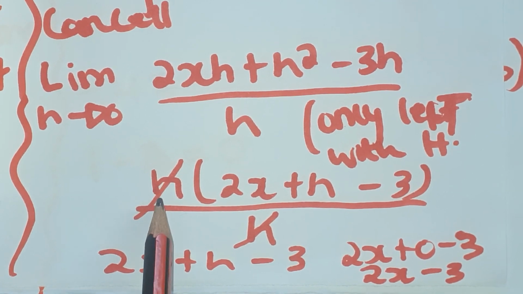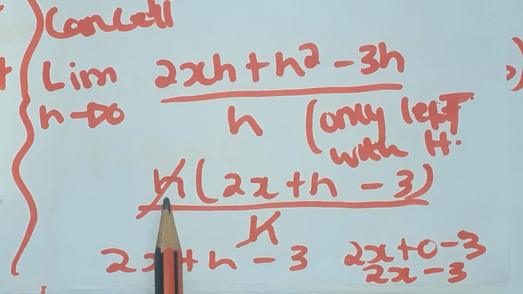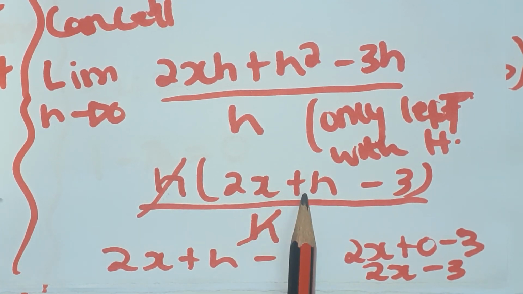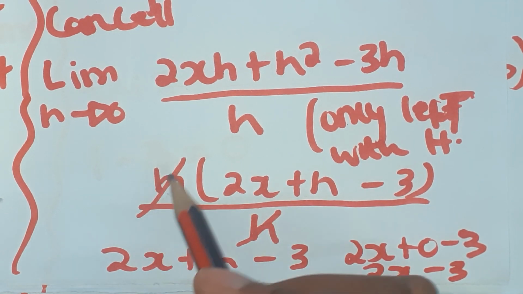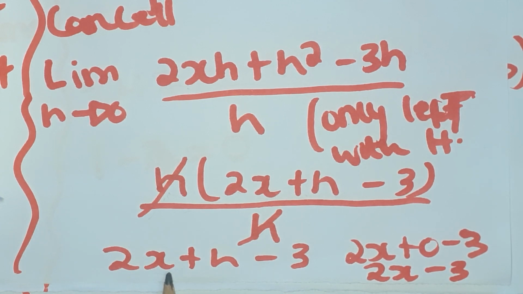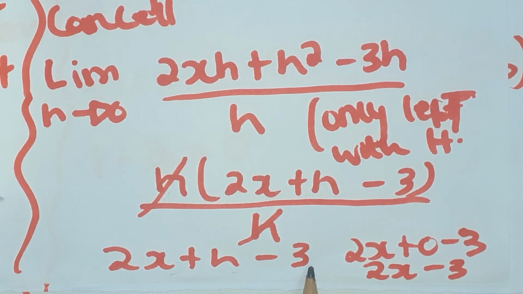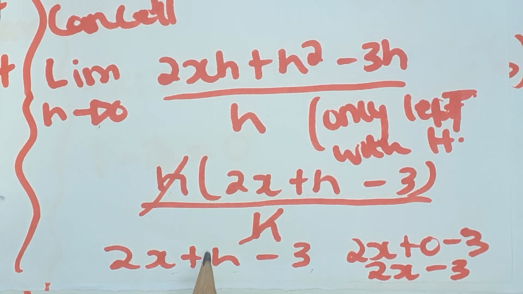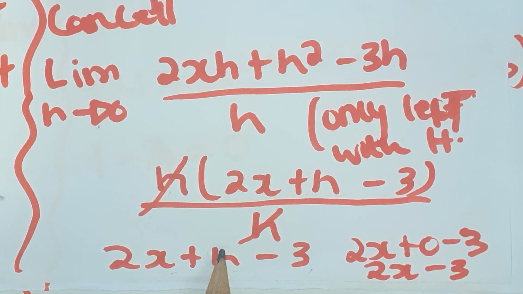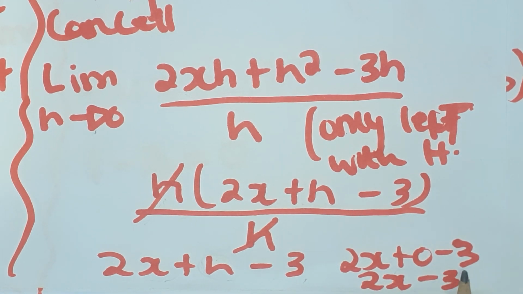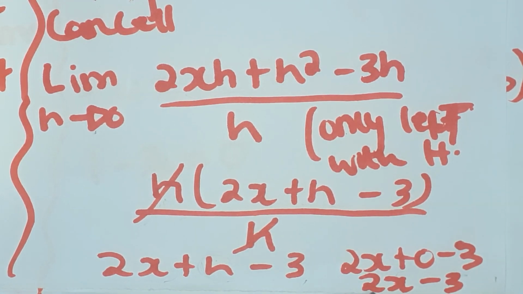And now, the next step is to take out the common factor, which is h. Then you'd have 2x plus h minus 3, and then the bottom h will cancel that h, and then you will be left with 2x plus h minus 3. Then you apply the limit. Wherever you see h, you say 0, and now this is 0, right? So 0 minus 3 is still negative 3. So your final answer is 2x minus 3. I hope you understood that.